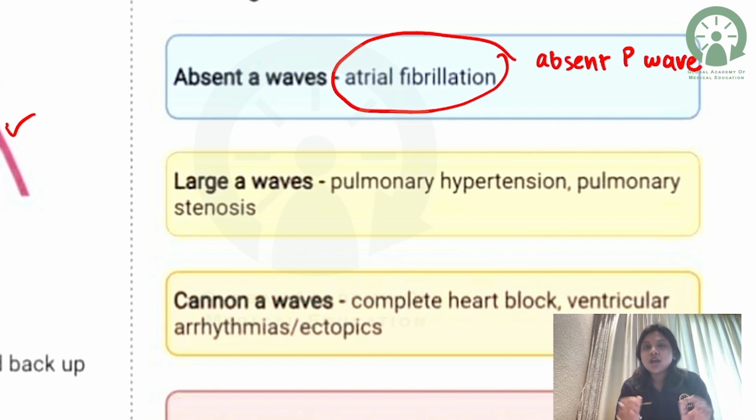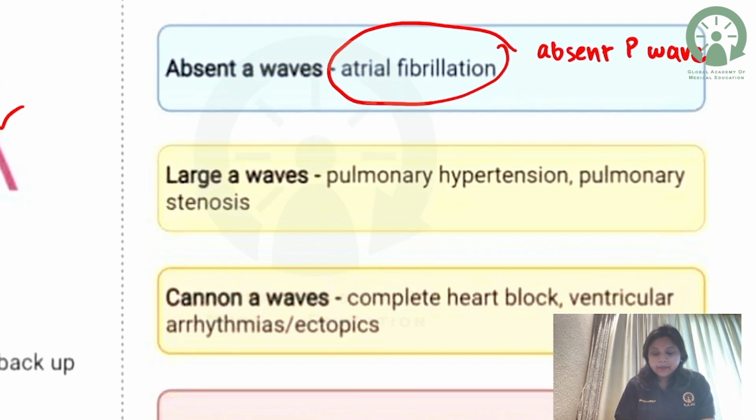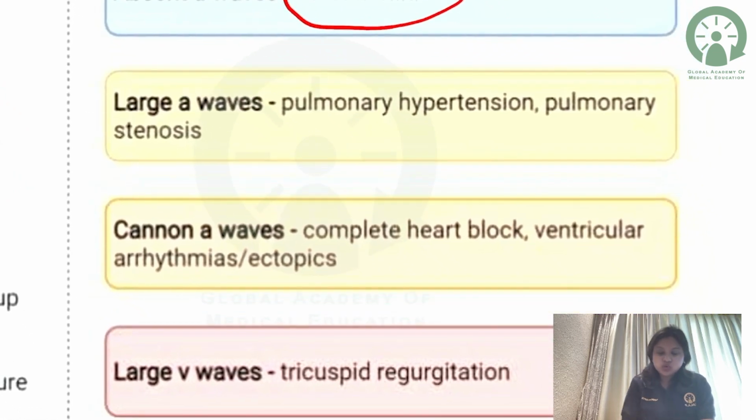Now coming to large A waves. Large A waves are going to be found in pulmonary hypertension and pulmonary stenosis. Now coming to cannon A waves, they are also known as giant A waves. So giant A waves and cannon A waves, you can remember just one thing, that is complete heart block or third degree heart block along with some ventricular ectopics or arrhythmias.